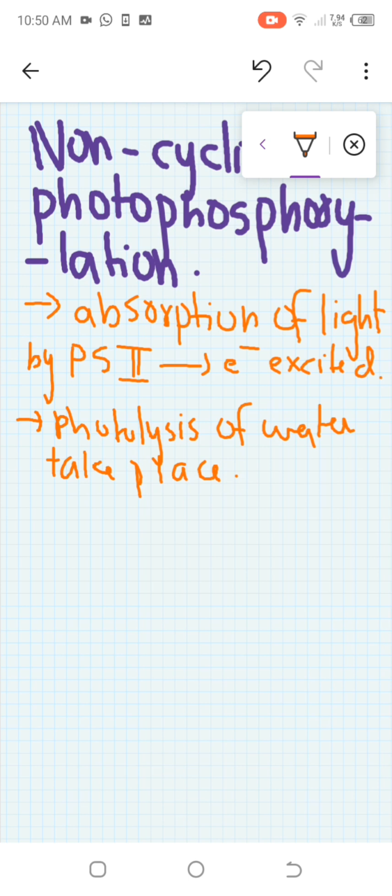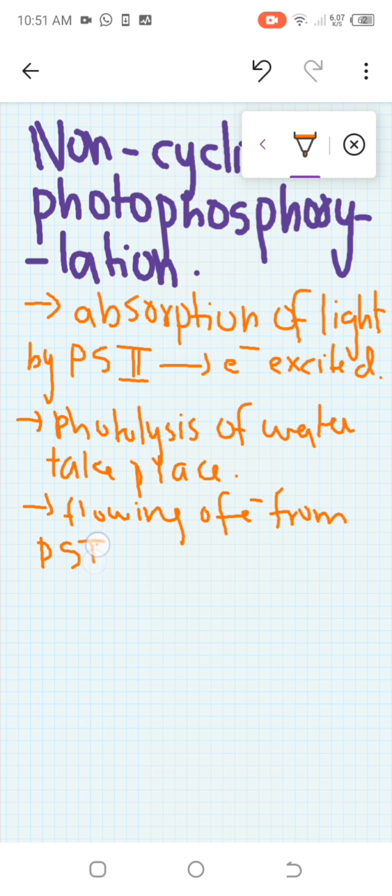Photolysis of water will take place, and then what happened? Like electron will flow from PS2 to PS1. I'll be showing the whole diagram too. First of all, let me highlight the points. Flowing of electron from PS2 to PS1. Electrons flow from where? From PS2 to PS1. So light absorption by PS2, electron excited. Then the electron which are flowing to PS1, it will go to the NADPH.